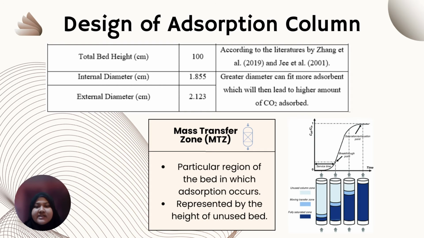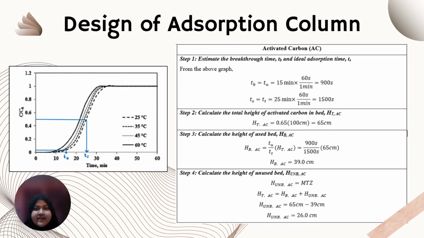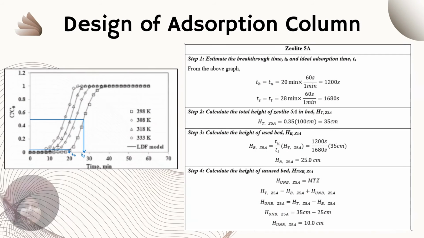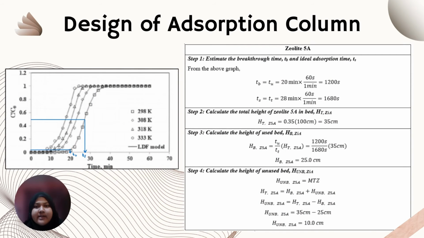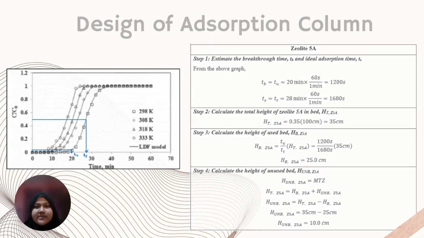It is also represented by the height of unused bed. To calculate the height of unused bed for activated carbon, the 4 steps as in the slide can be performed, and at last we find the value for height of unused bed, which is 26.0 cm. Meanwhile, for zeolite 5A, the same 4 steps can be performed and we obtain the value of height of unused bed as 10.0 cm. The height of unused bed represents the MTZ, the mass transfer zone.